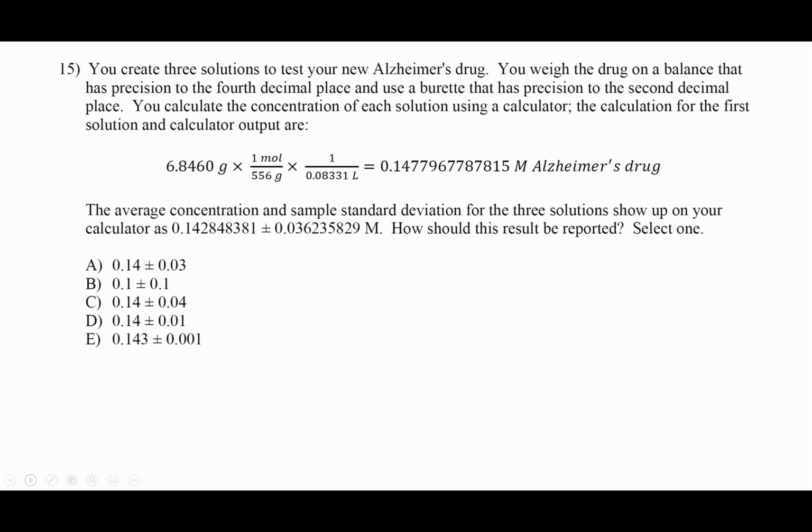You create 3 solutions to test your new Alzheimer's drug. So same question once again. New trial, new average and standard deviation. Same solution though. Rule 1, you report the error with 1 sig fig unless it begins with a 1 or a 2.